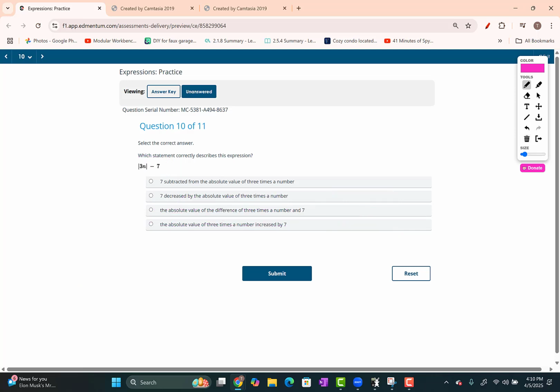So that must mean it's this last one, 7 subtracted from. And that's where it's tricky because they wrote 7 first, but they're saying 7 is being subtracted from something. And the something in this case is the absolute value of 3 times a number. So that does match up with this. We're taking 7 and we're subtracting it from the absolute value of 3 times a number.